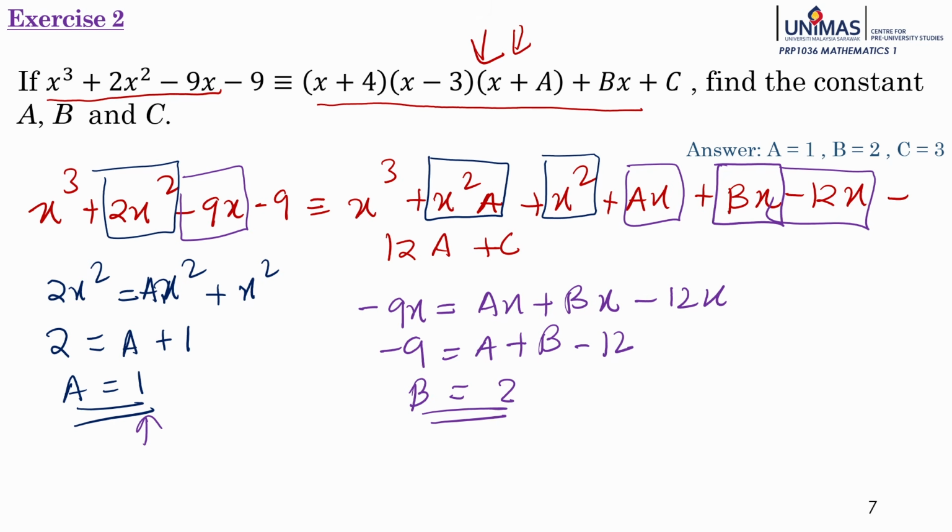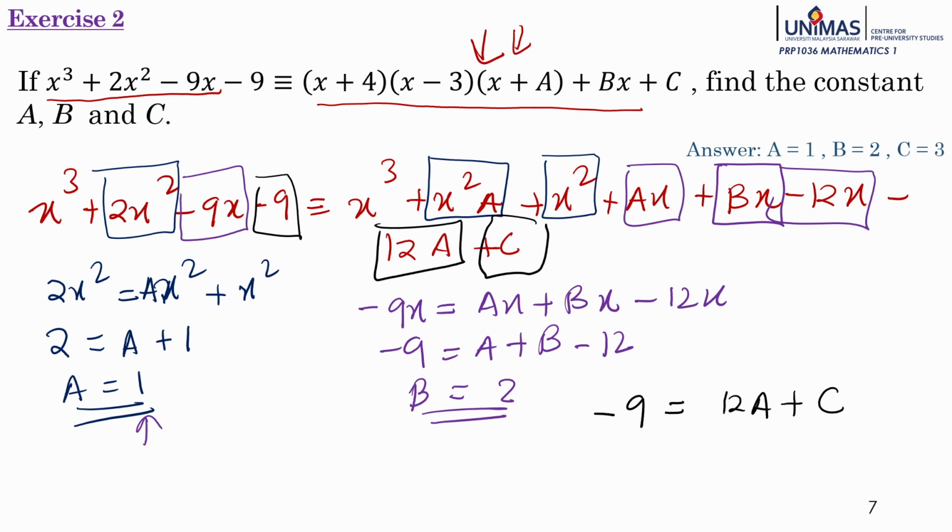Okay, the last one, we want to find the value of c. So c is a constant, okay? This one is constant, this one is constant, and then compare to negative 9. So negative 9 equals negative 12a plus c, and then you substitute the value of a is 1. Okay, so the answer c is 3.